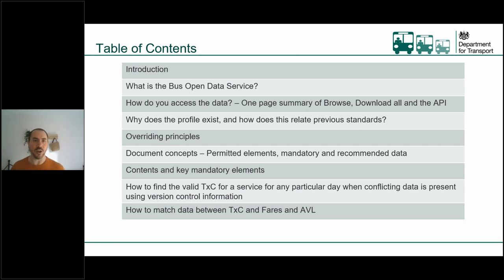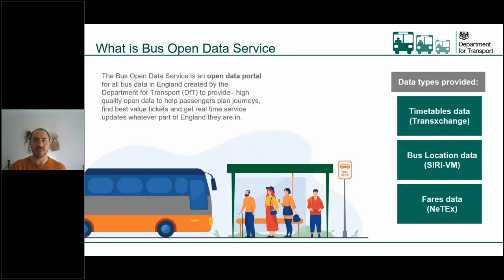So I'm going to try and highlight the overriding principles, the document concepts. I think there's some useful types of information that is displayed in certain ways, so I'm going to highlight those. Then I'm going to spend some time looking at all the contents of the profile and highlight the mandatory elements. And then I want to focus on just a couple of points which I think are important to understand. That's how to find a service that is valid for a particular day, and also I'm going to talk about matching between the different data types that will be on BODS as well.